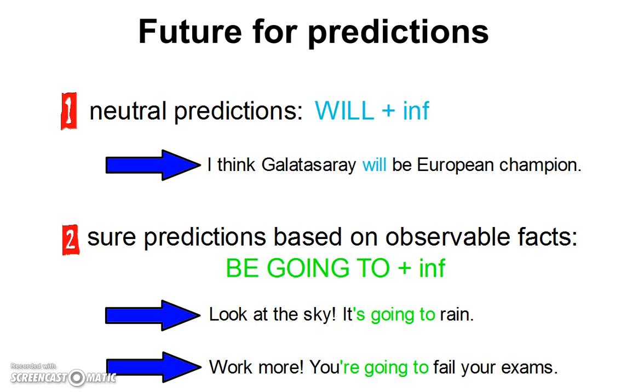Another example, work more, you're going to fail your exams. Again, I know that you are going to fail your exams because I can see now that you are not working enough. So I make a sure prediction, and that's why I use be going to.